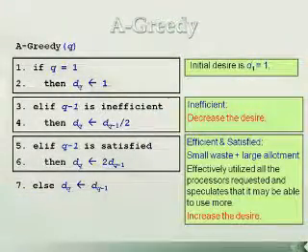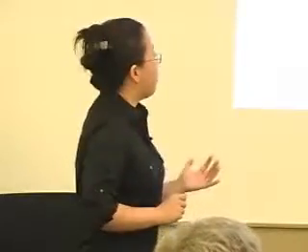When the previous quantum is efficient and satisfied, then the desire should be two times the previous desire. Here, the previous quantum is satisfied, so I got all I asked for, and it's efficient, so I'm able to effectively use all of the processors I requested. So I should start to think, okay, if I can use more, that's a part of exploring potential parallelism.